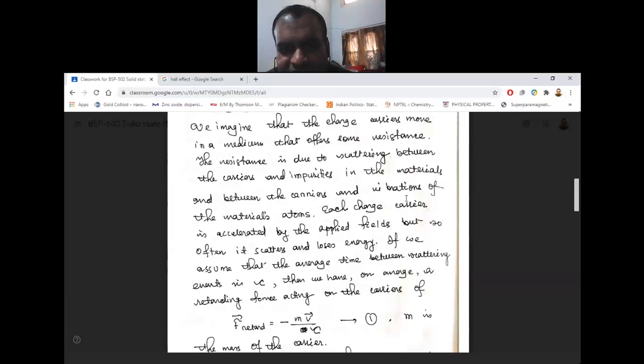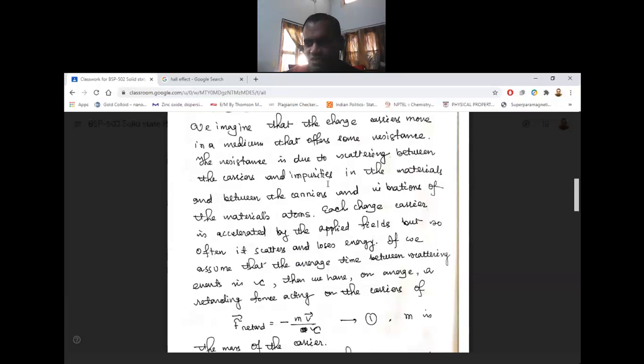And between the carriers and the cations, and, oh, vibration. Okay. So the resistance is due to scattering between the carriers and impurities.